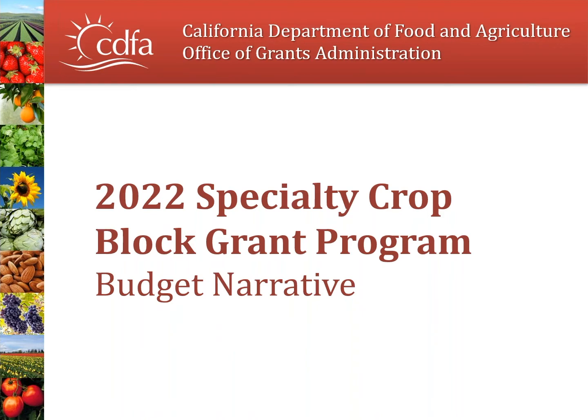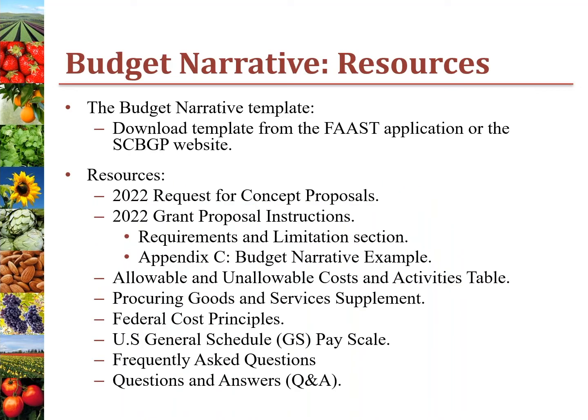To begin, download the template from the budget narrative section in the FAST application or from the SCBGP website and save it to your computer. There are 11 pages total in the template, but there is no minimum or maximum number of pages for your completed budget narrative. We ask that you do not change the formatting of the template except to add or delete rows in the table. Please leave it as a Word document in 12-point Arial font and 1-inch margins.